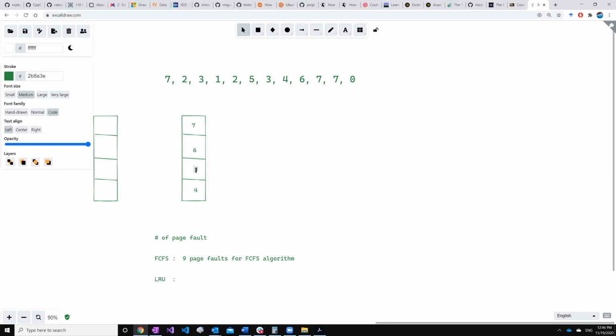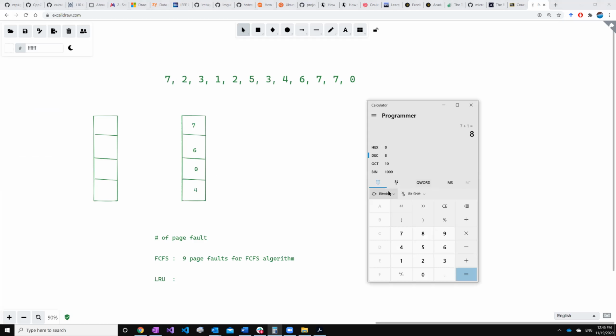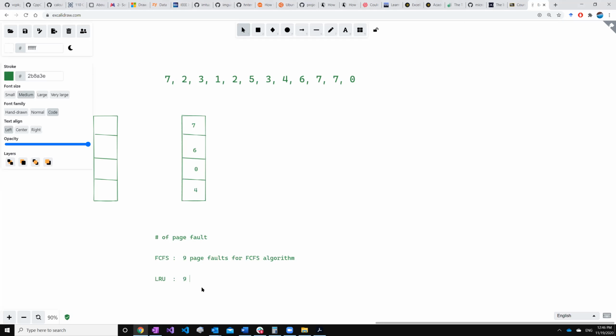So what do you do? You are going to replace the 3 with 0, okay? Allow me to modify the 3 with 0 here. And don't forget to increase the counter by 1. Okay, so what do we get? We get 9 page faults for the least recently used LRU algorithm. Okay, so this would be the answer.